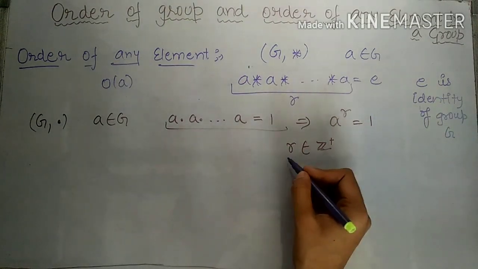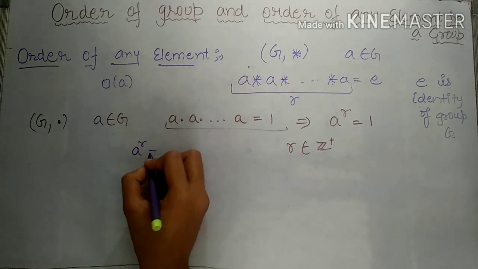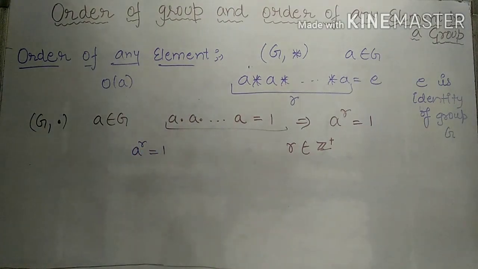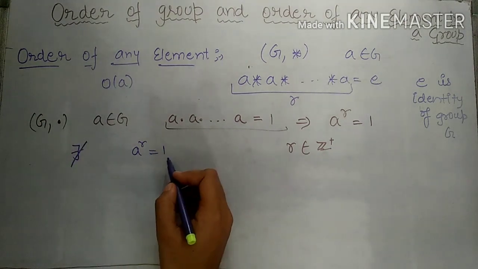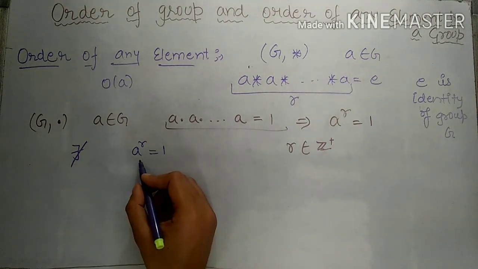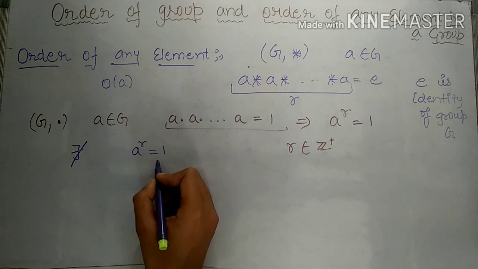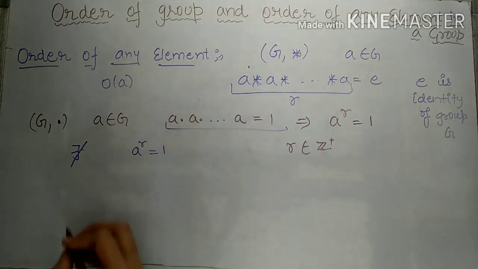Friends, if there does not exist any positive integer R such that A raised to power R will be equal to 1, that is, there is no R such that A raised to power R will be equal to 1, then A is said to be of infinite order, or we can say that order of A does not exist. Friends, let's understand it by taking an example.